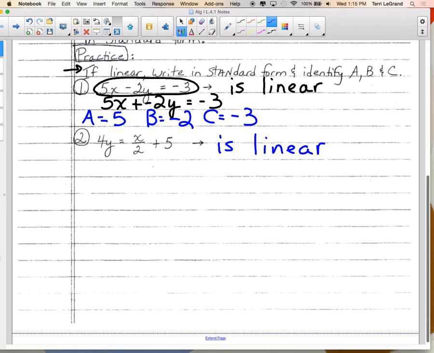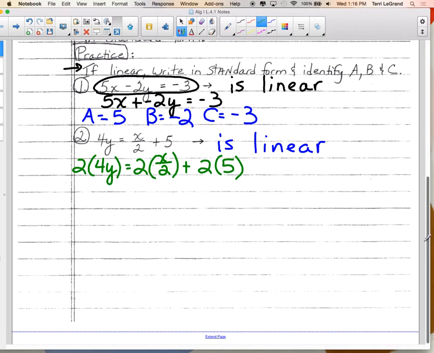Carson? Multiply everything by 2. Every piece gets multiplied by 2. So let's start there. What I have in parentheses are the original parts of the equation, and every piece of the equation is getting multiplied by 2. So now what does our equation read? Okay, so these 2's cancel. That was our goal. Now we don't have any fractions.